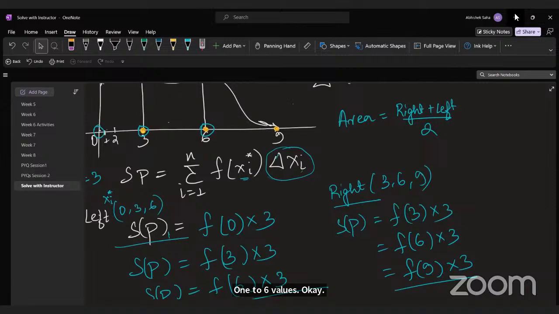We will take 3 common, right, sir, when we are adding all of those? Yeah, you can take 3 common and add all the values.